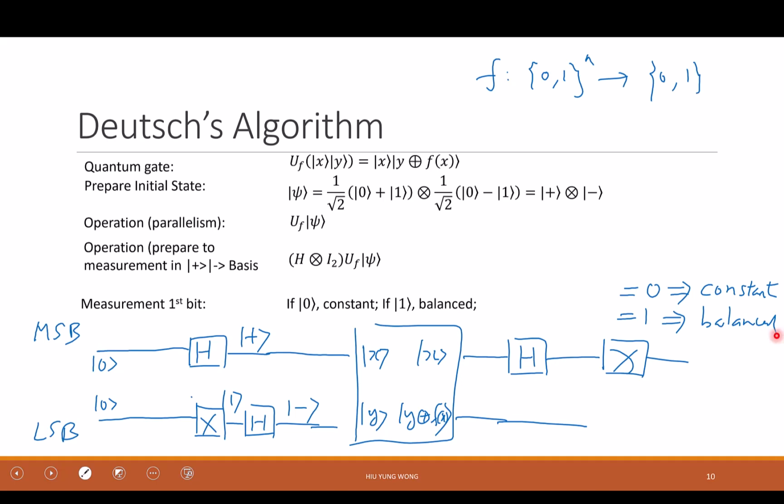You can implement this in IBM Q and try it. That is the circuit, right? So we are done with this Deutsch algorithm.